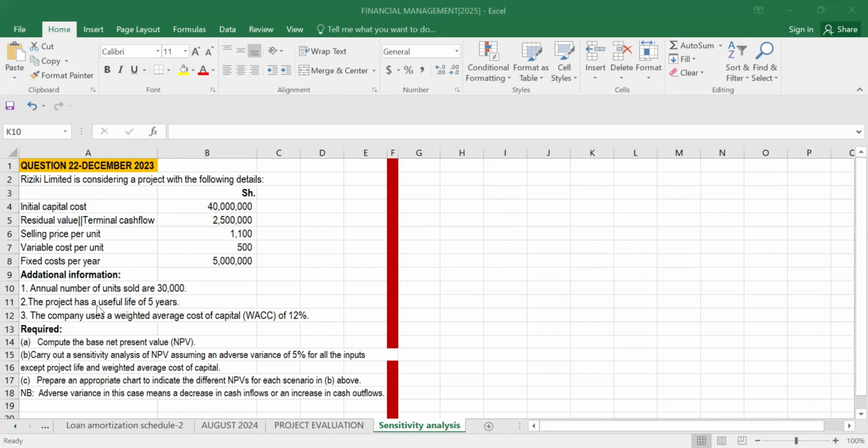Number two, the project has a useful life of 5 years. So that is number two. Number three, we are told the company uses a weighted average cost of capital of 12%. So what are we required in part A?